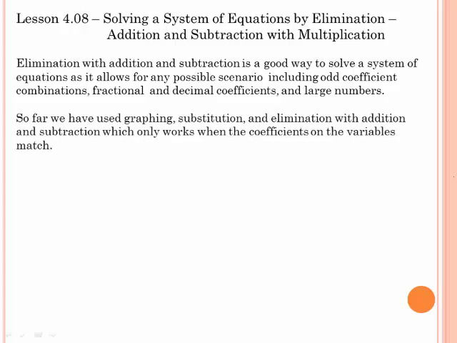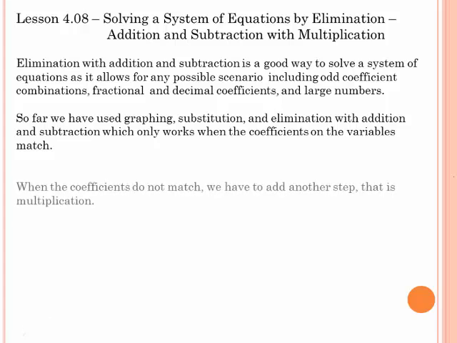But so far we've used graphing, substitution, and elimination with addition and subtraction. That only works in certain situations. Graphing only works if you don't 100% need an exact answer because it won't always give you one. Substitution works best when there's no coefficient on one of the variables, and elimination with addition and subtraction only works when the coefficients on a variable pair match.